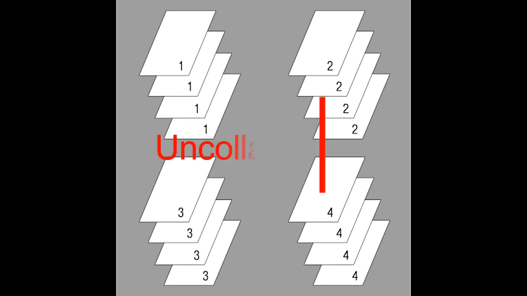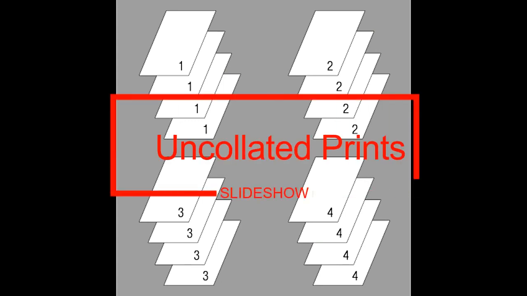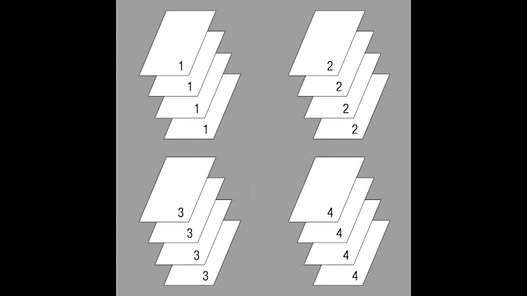Here, we consider the same file for printing. Only this time the Collate option is not selected. This image shows the sequence of pages of the same file.